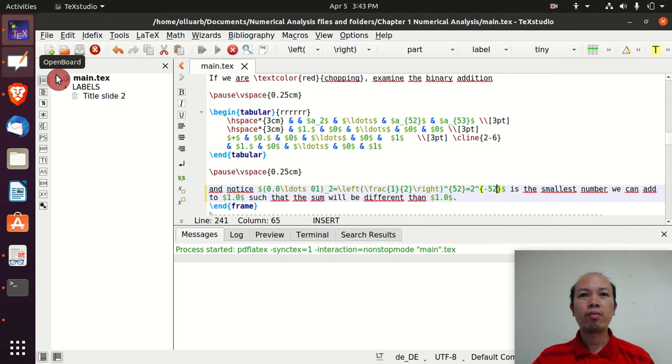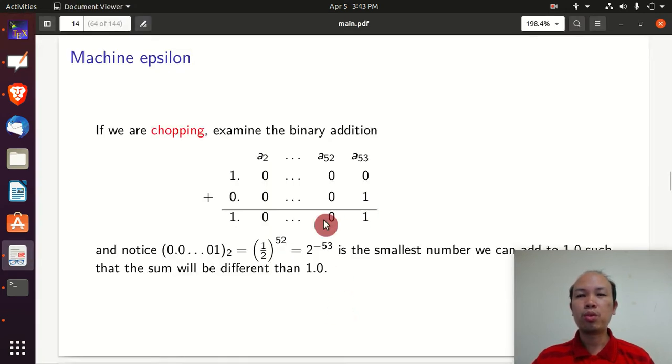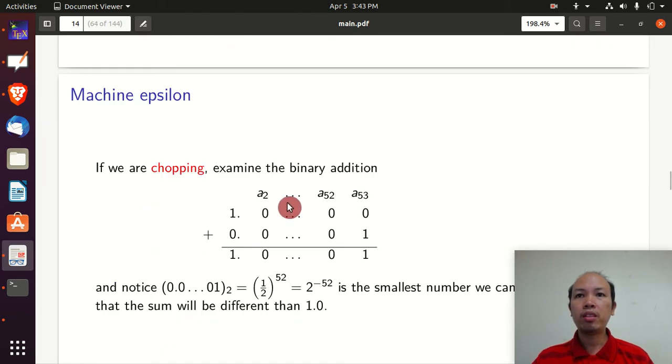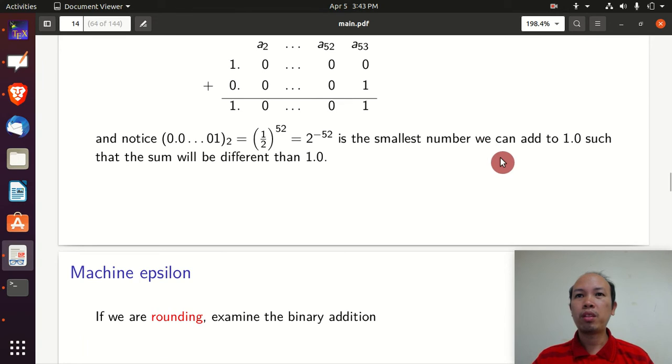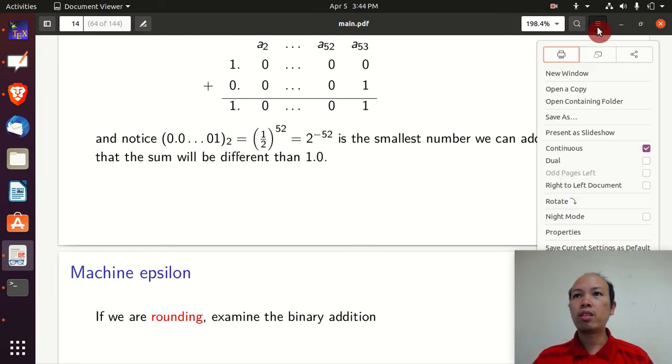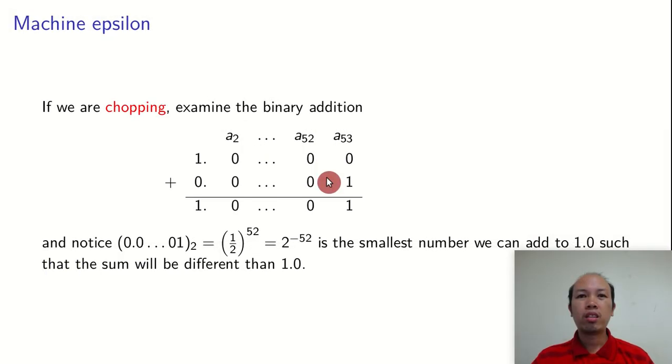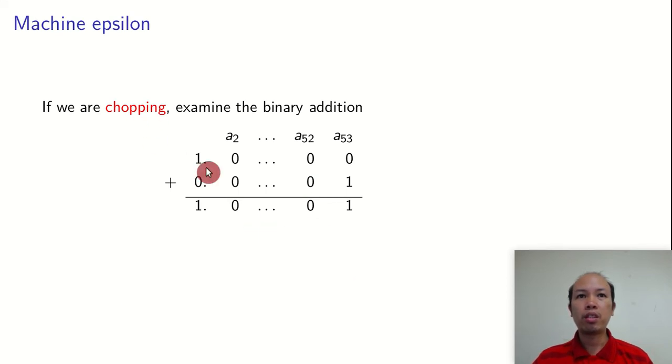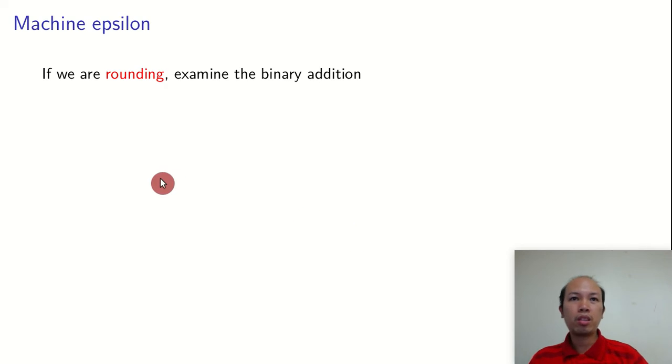anyway, so that's how you are going to find the machine epsilon. Okay, so all you have to do is to determine the smallest number that we can add so that the sum will be different from 0. Okay, so that's the machine epsilon if we are using chopping. So how about if we are using rounding?